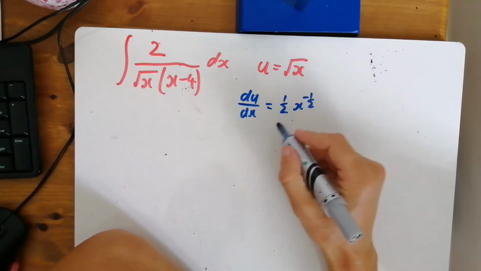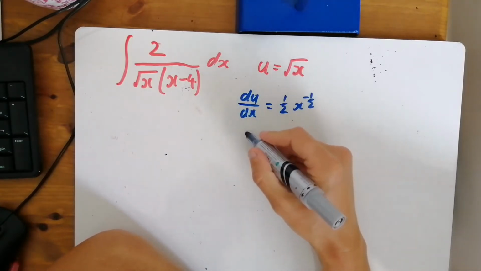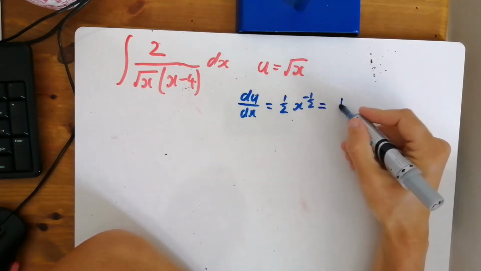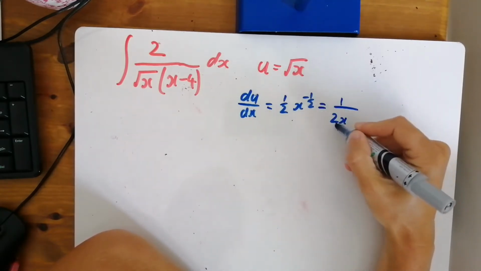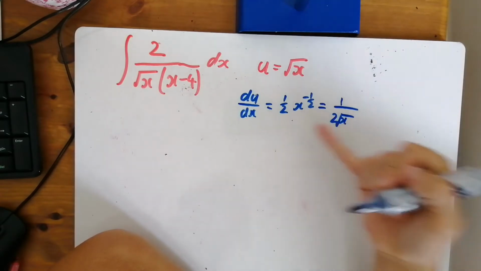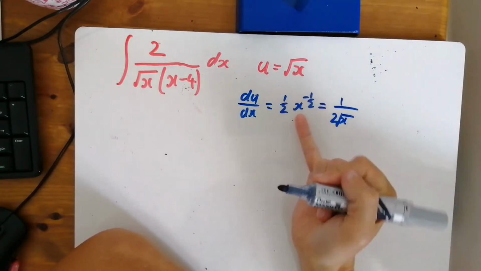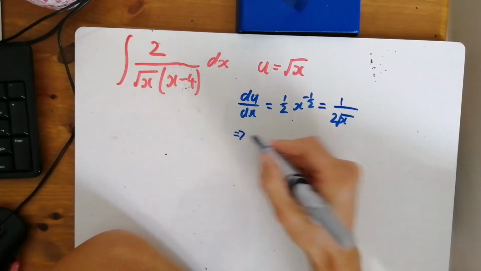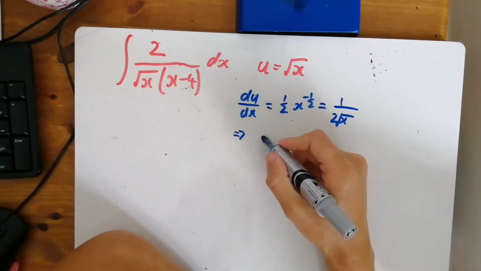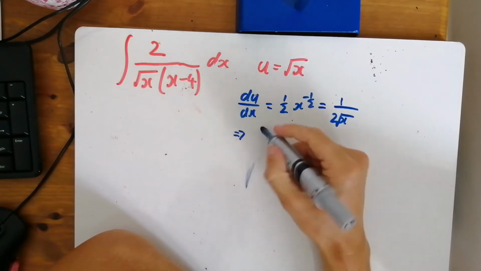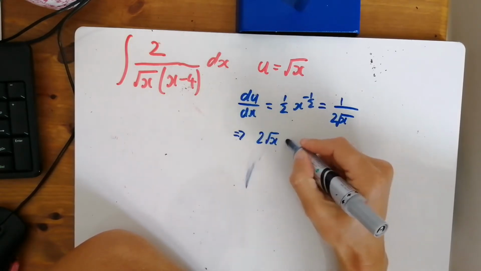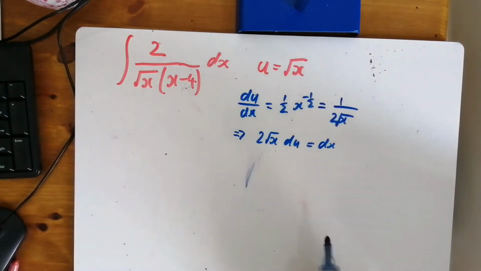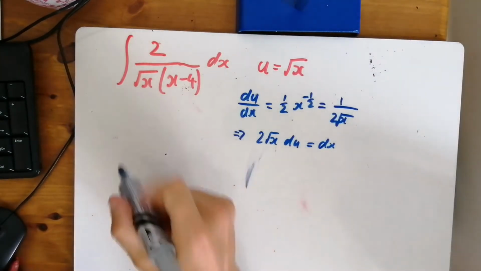Okay, so now we need to figure out what is dx equal to. So I'm just going to rewrite this in that form, just nicer to work with. Indices are nice for differentiating, surds are nice for rearranging. So that tells me that 2 root x du is equal to dx. So we can replace our dx with that.